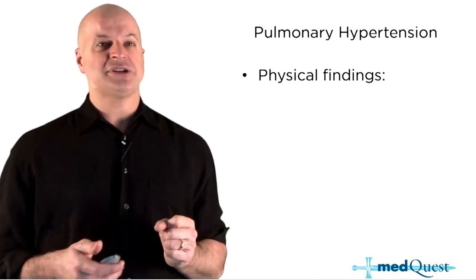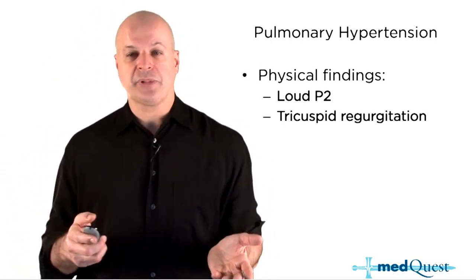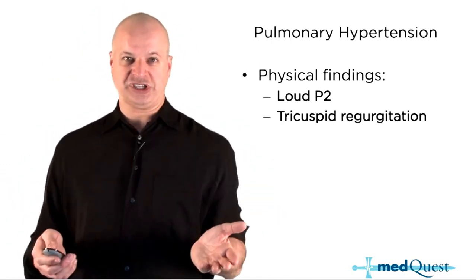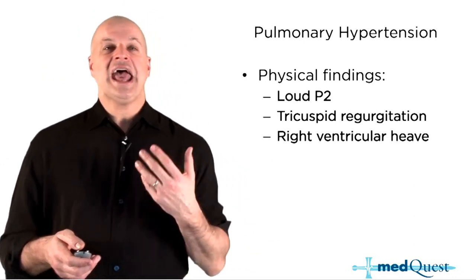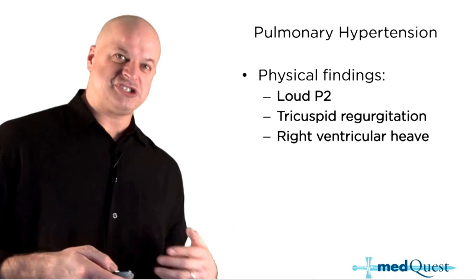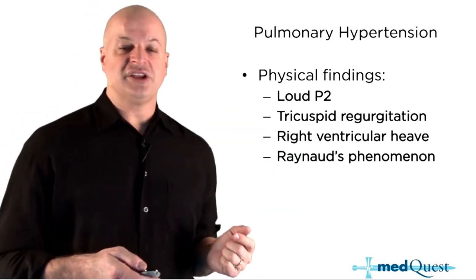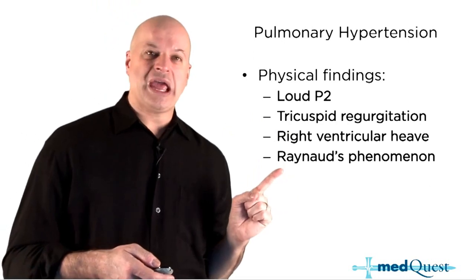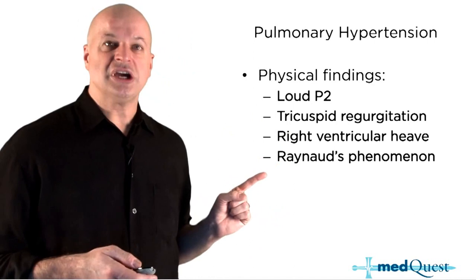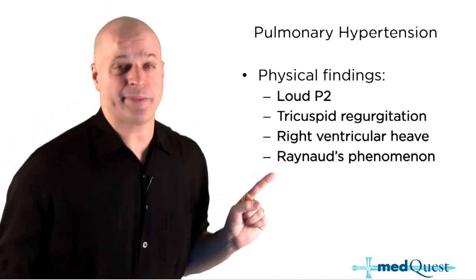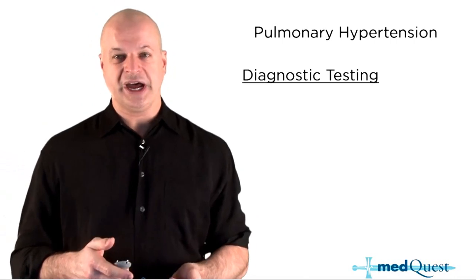And the physical findings in all of these: a loud P2 is a sign of pulmonary hypertension, tricuspid regurgitation because the blood is flowing backwards into the heart, and right ventricular hypertrophy, which is a heave. It can actually lift up the hand underneath the sternum. The same hypersensitivity in the lung vasculature can also be associated with hypersensitivity in the peripheral arteries, or Raynaud's phenomenon.